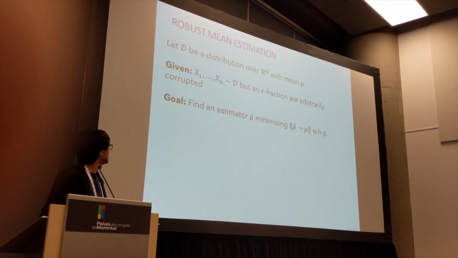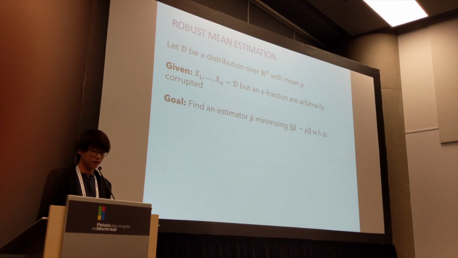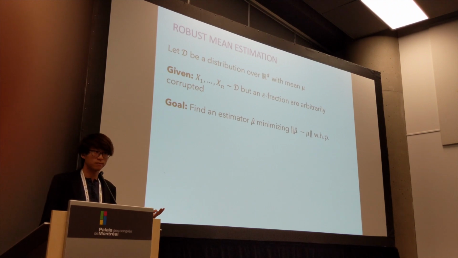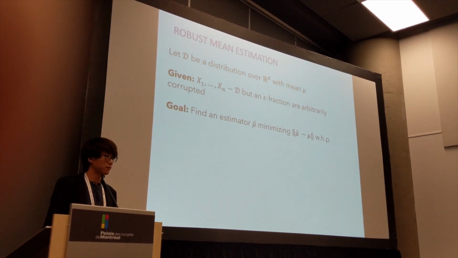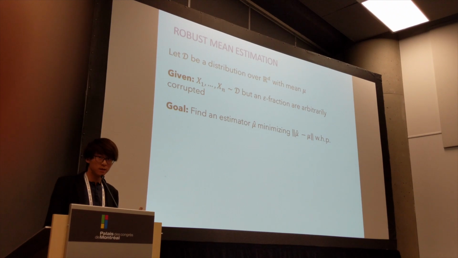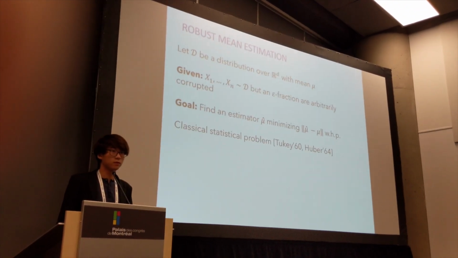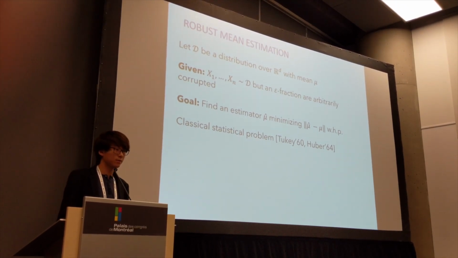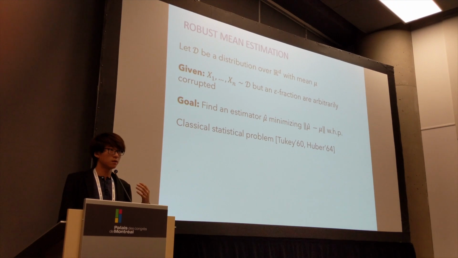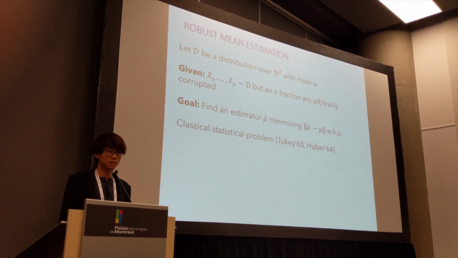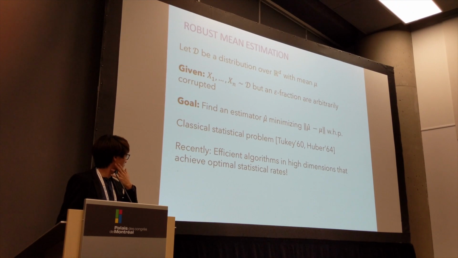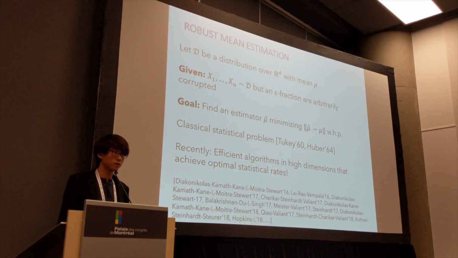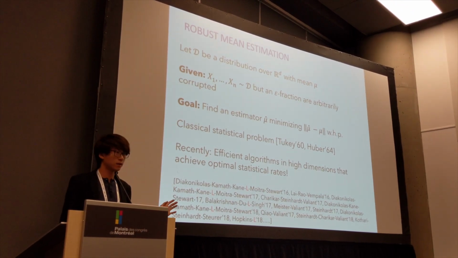And now the goal is simple. The goal is simply to find some estimator mu hat, which minimizes the distance between mu hat and mu, say in L2 distance. Okay, so this is just the robust mean estimation problem. It's a very standard, very natural problem. It's been studied since the 60s and 70s in the work of Huber and Tukey. But it was not until very recently that we were able to get efficient algorithms for this problem that got optimal statistical rates in high dimensions. This started, I guess, two years ago now, and since the dissemination of those works, there's been a flurry of activity on it, which I don't really want to get into.